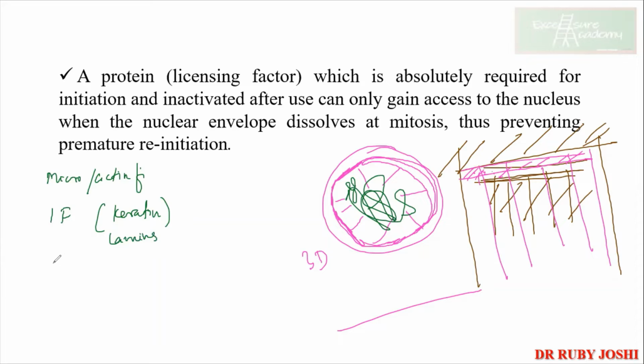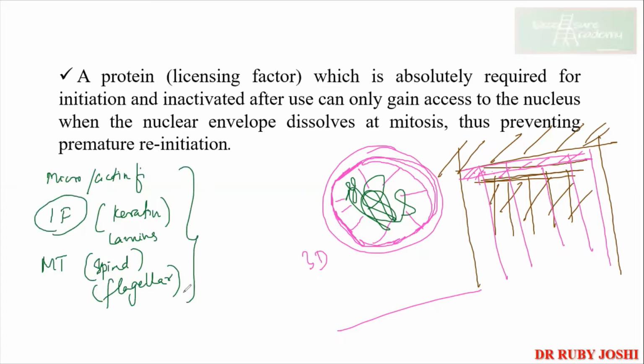Then we have the microtubules, from which the spindle fibers are formed, right? In a few cases, they also help in flagellar movement or motor movement. So lamins are intermediate filaments, and we'll come to that once we start cell biology. For now, it's basic and clear that below the nuclear envelope you have the lamins, which help in maintaining the structure of the nucleus.